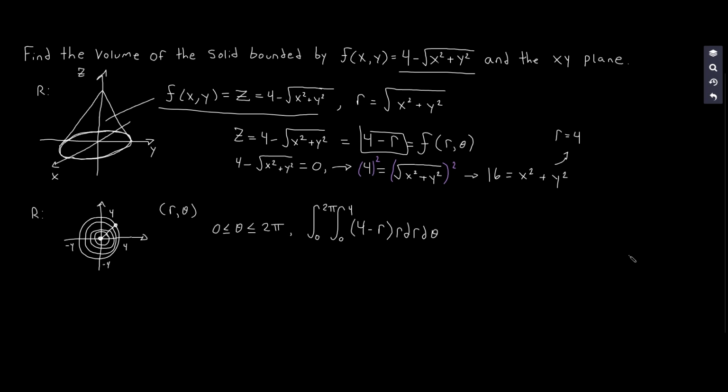Now solving it, the first thing that we need to do is distribute the r. We just add another r in. So we're going to deal with the integrand. The bounds of integration are just going to stay the same. So we're going to have the integral from 0 to 2 pi, and the integral from 0 to 4 of 4 times r minus r squared, and then that's going to be dr d theta, because we've just distributed that r effectively.